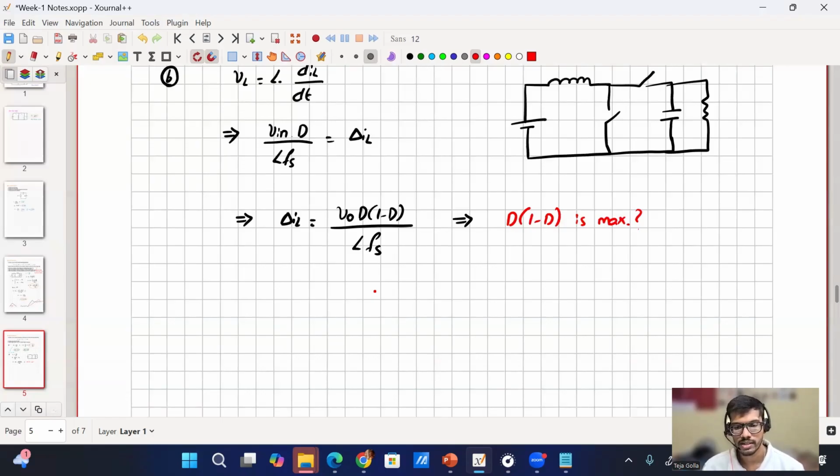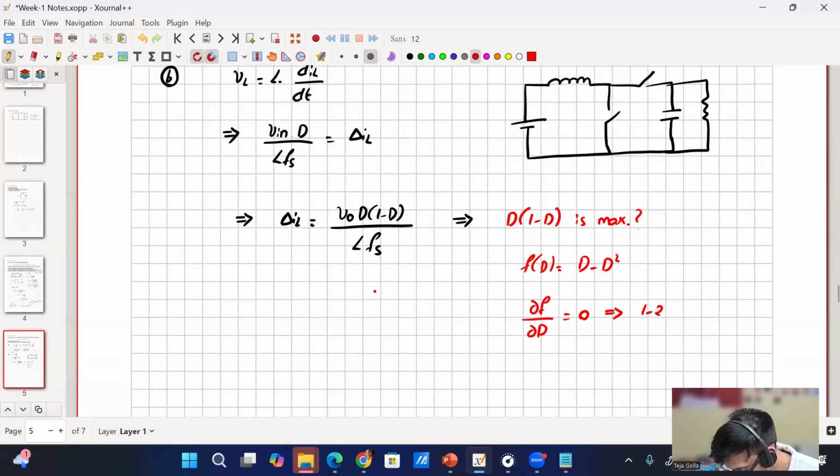You can differentiate it with respect to D to get that. Say I consider this as a function of D, D minus D square. So ∂F/∂D, if I equate it to 0, then I'll get 1 minus 2D equals 0. So at a duty ratio of 0.5, D into 1 minus D is maximum.